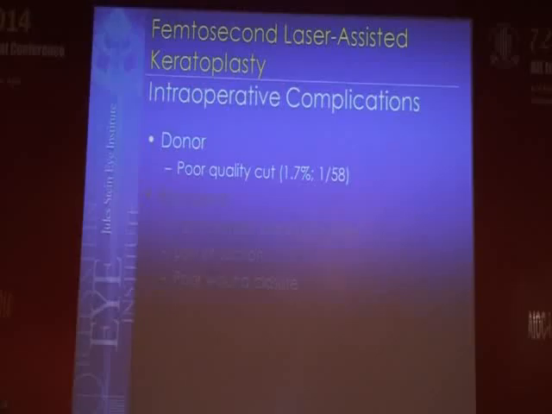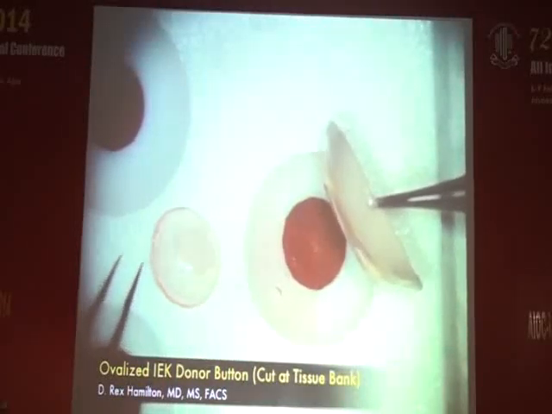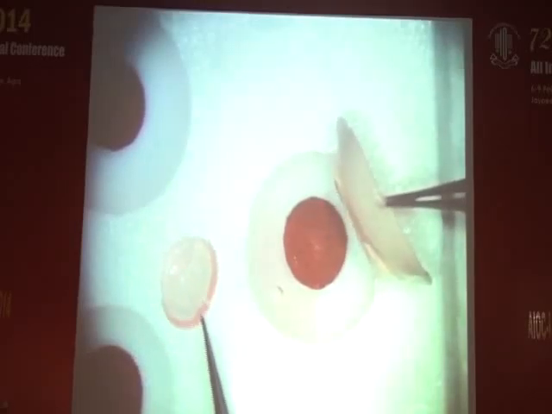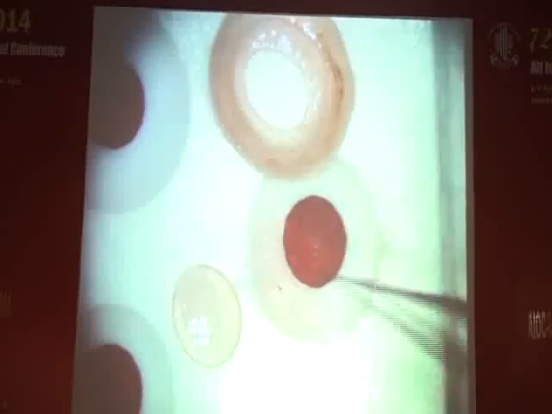So to start with the donor, we only had one case so far with a poor quality cut. Unfortunately, it wasn't mine. It was my colleague Rex Hamilton's. Rex asked me to come to the operating room while he was in surgery to take a look at this donor that had been cut by the eye bank that he thought looked a bit oval. You could see a long axis this direction. And I said, yeah, it looks a little bit oval, but how can it be oval?